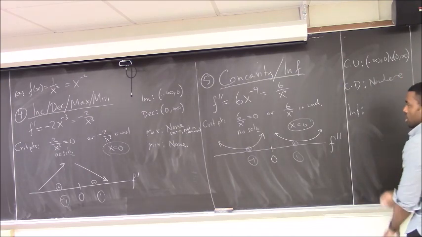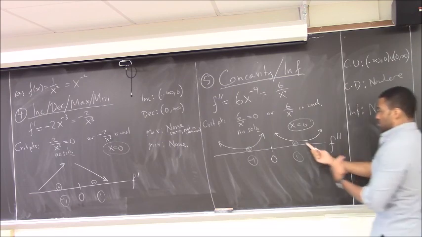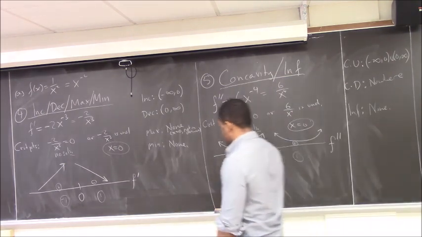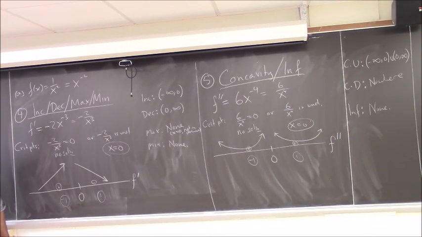Concave down. Are there any inflections? No. Right, because remember what an inflection is. It's a point where you switch from concave up to concave down. There is no switch that happens here. So there is no inflection. Okay. With all this information, we can now sketch the graph.